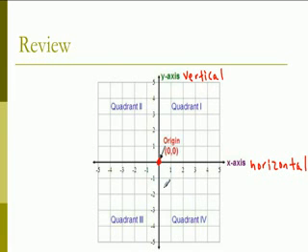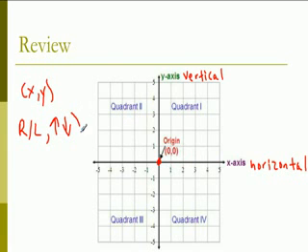Now remember, to find a point on a coordinate plane, it's an xy point, so x, y. You find the number on the x-axis first and then the y-axis, so you go over first and up or down second. So it's either right or left first and then up or down second. That's how you find a point on a coordinate plane.